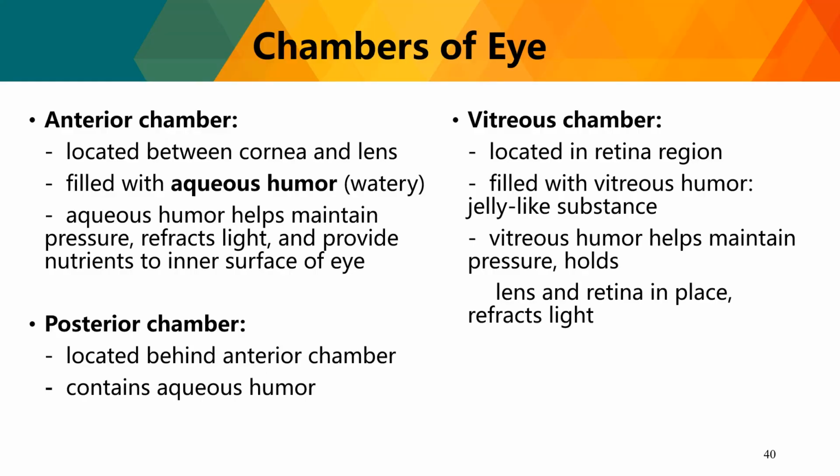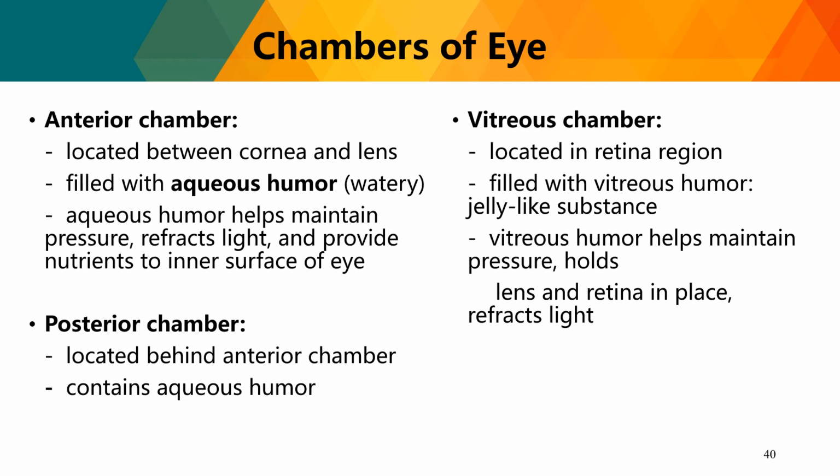Okay? So for the chambers of the eye, you have first your anterior chamber. This is located between the cornea and your lens. It is filled with aqueous humor and it is watery. The aqueous humor helps maintain pressure, refracts light, and provides nutrients to the inner surface of your eye. And then next, you have your posterior chamber. This is located behind the anterior chamber, and it also contains aqueous humor.